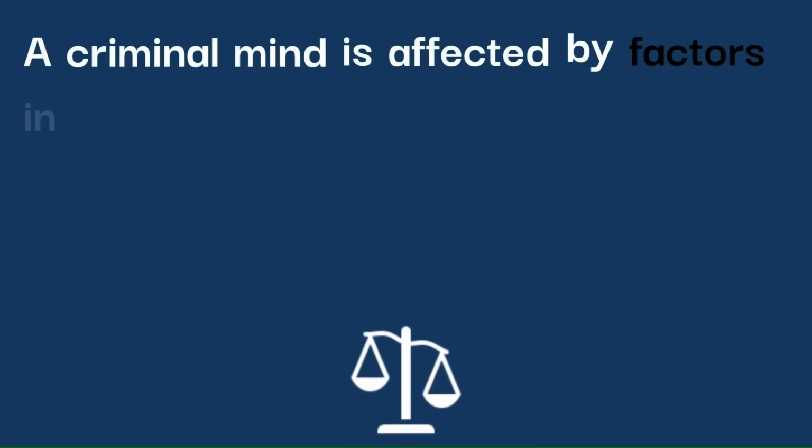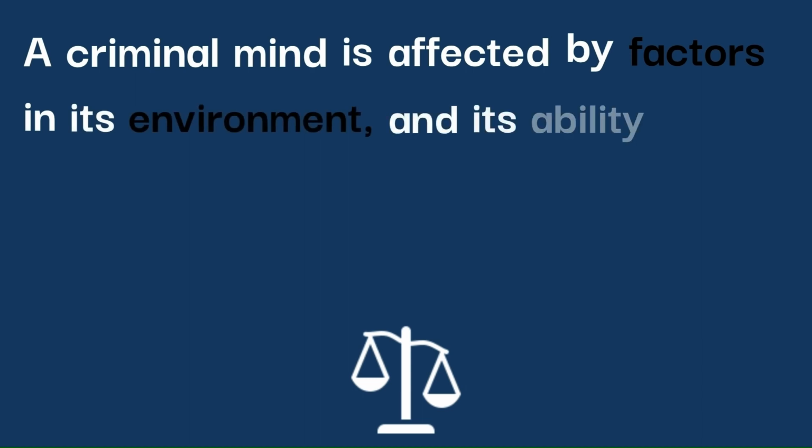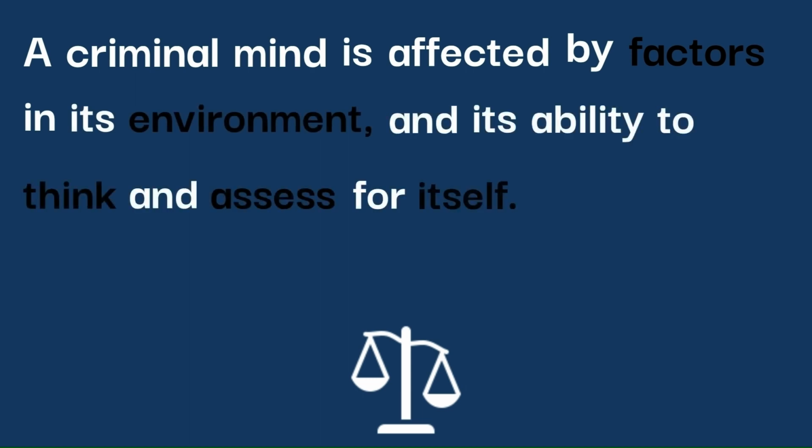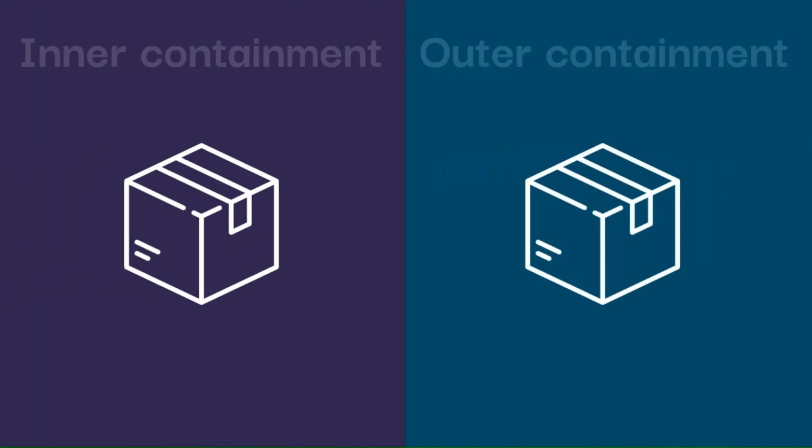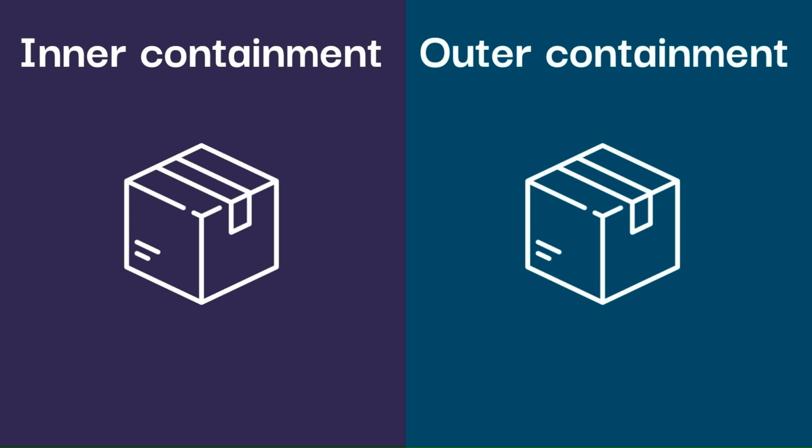Likewise, Reckless believed that a criminal mind is affected by factors in its environment and its ability to think and assess for itself. This, in turn, is what the containment theory ultimately describes: the coherence of these two factors, the outer and the inner, and how it affects the future decision-making of an individual. To delve deeper into this theory, let me first discuss the outer containment.